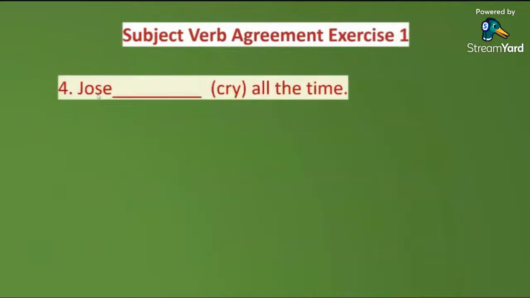Number 4. Jose blank all the time. The verb inside the bracket is cry. Answer is Jose cries all the time. Cry becomes cries because of our subject, which is singular.